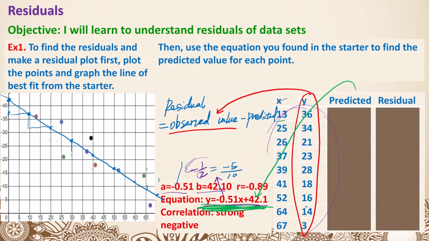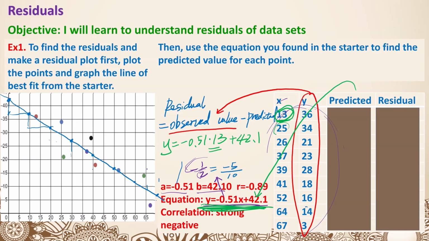For example, 13, the first number. We're just going to plug in all of the x values since we're looking for the predicted y values. So that's going to be y equals negative 0.51 times 13 plus 42.1. So that's what we're going to do. Plug in 13 and calculate it out. That's going to be the first predicted value.